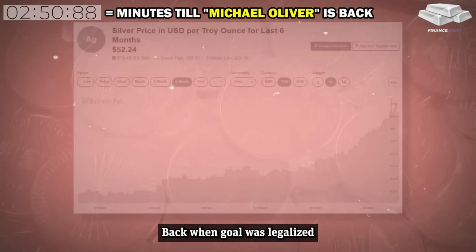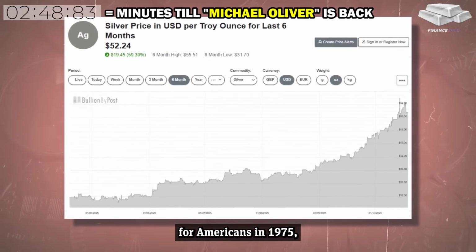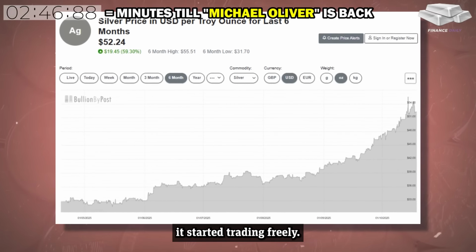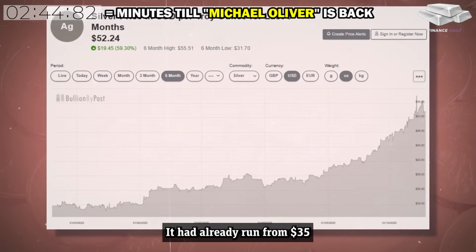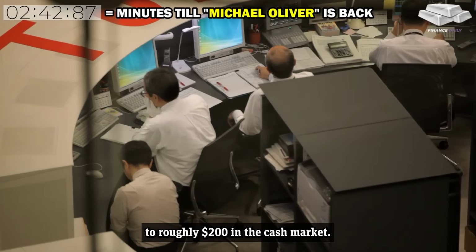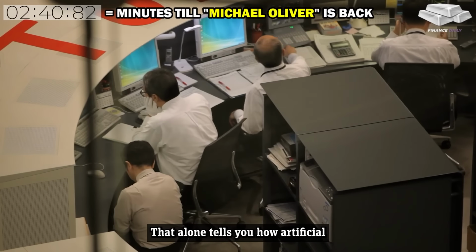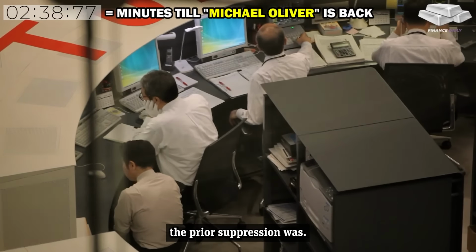Back when gold was legalized for Americans in 1975 and started trading freely, it had already run from $35 to roughly $200 in the cash market. That alone tells you how artificial the prior suppression was.